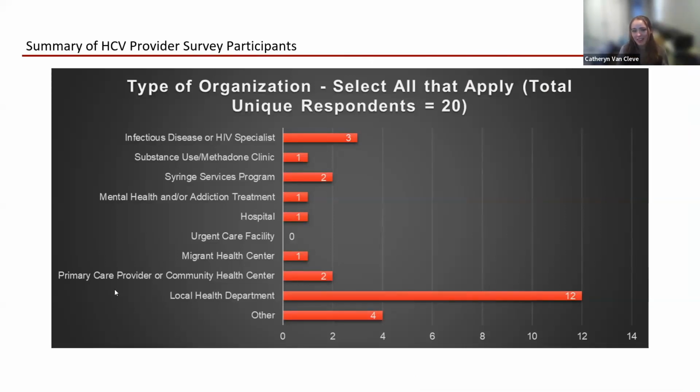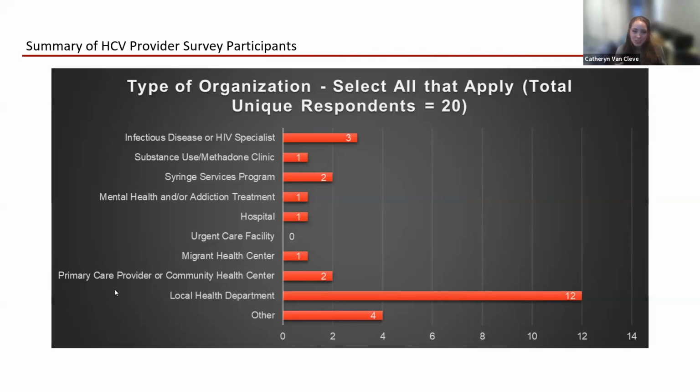Unsurprisingly, the largest subsegment of them belonged to local health departments. We expected this because these are the people with whom we communicate really regularly, so they know us, they talk to us all the time, and so we were able to get buy-in from these local health departments. Oh, and we had 20 unique respondents representing 17 clinical sites.